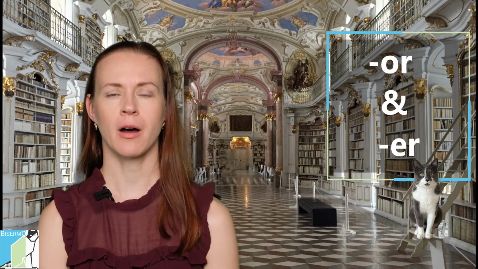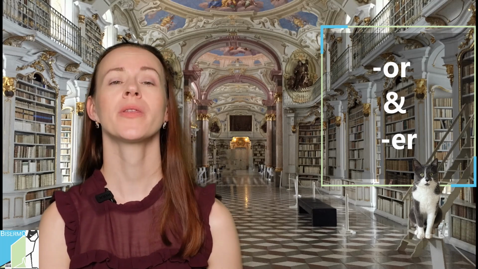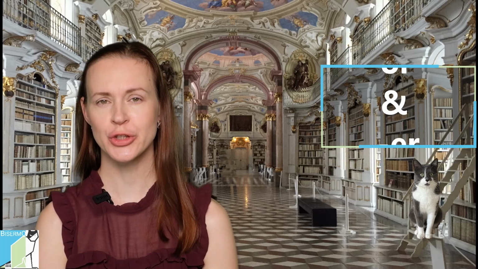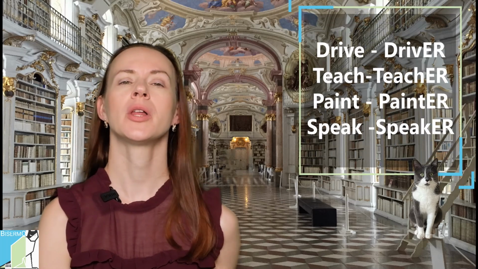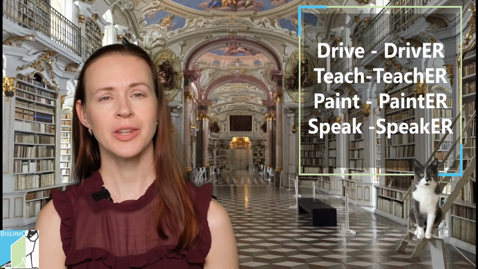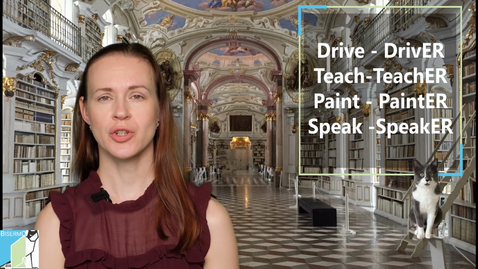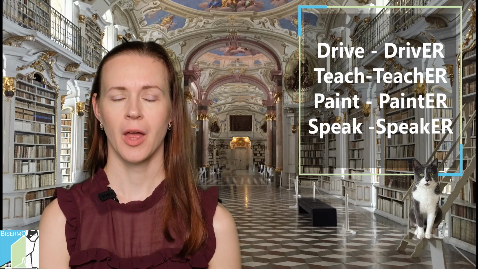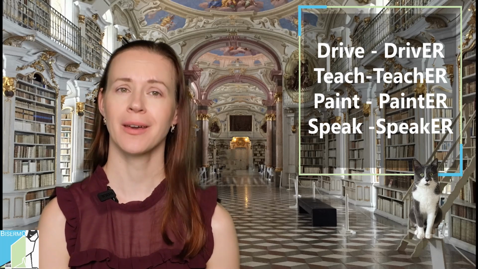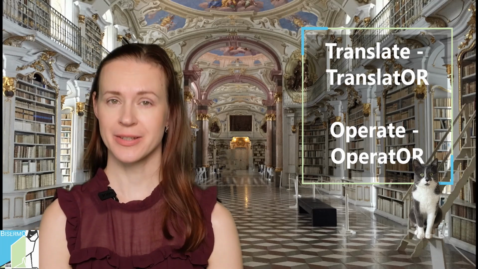The first suffixes are -or and -er, and they're commonly used with nouns which describe professions or people who do specific actions. For example, you can drive a car, so you're a driver. You teach dance, you're a teacher. You paint pictures, you're a painter. You speak in public, you're a speaker. You can translate texts, you're a translator. You operate a car, you're an operator.